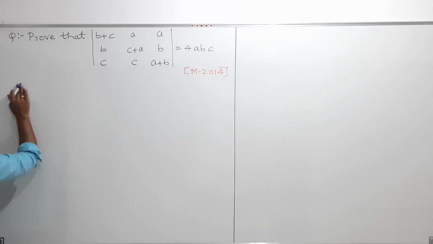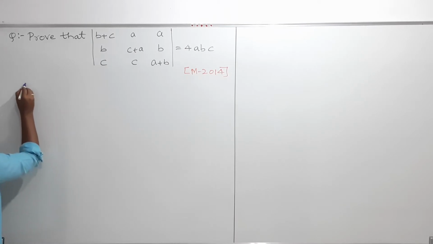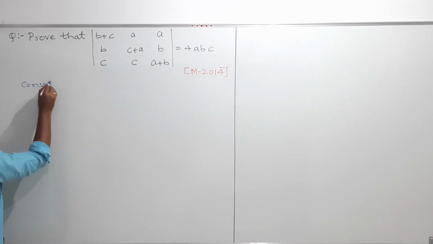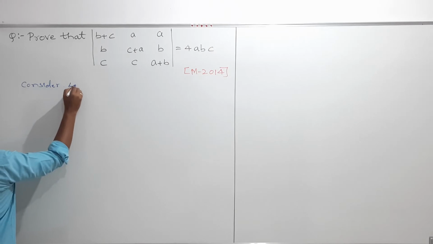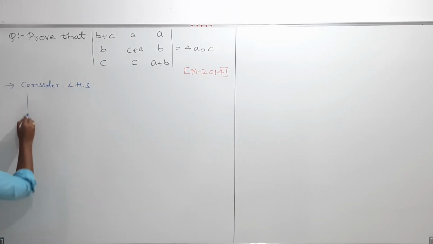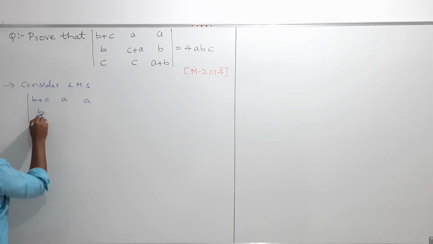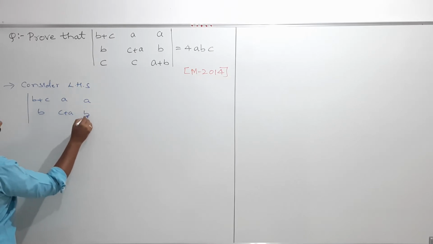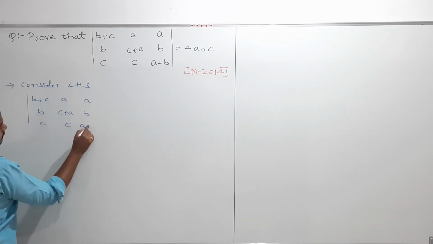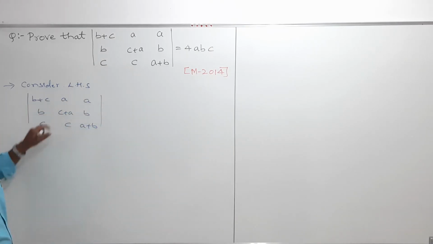For this I consider LHS. So here it is. You should write it as: consider LHS. That is, left hand side we should consider. So what is that? Here b plus c, a, b; c plus a, b, c; a plus b. So just I wrote whatever I have in the LHS part, that I wrote here.